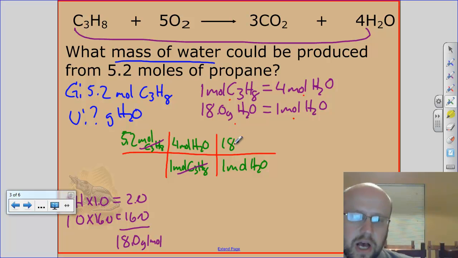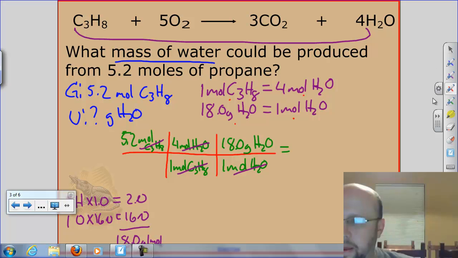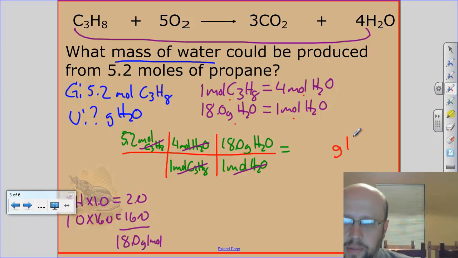And then on the top is the 18 grams of H2O. Okay, now calculation-wise, cancels out moles of water. The only thing I'm left with then is grams of water right here. And so my final answer I know is going to be in grams of water, which is good. That's where I want it to be.